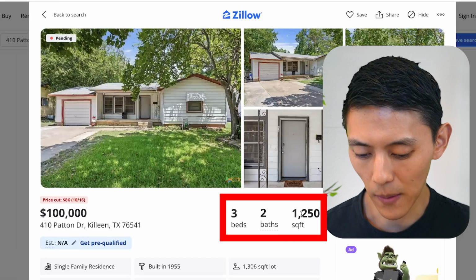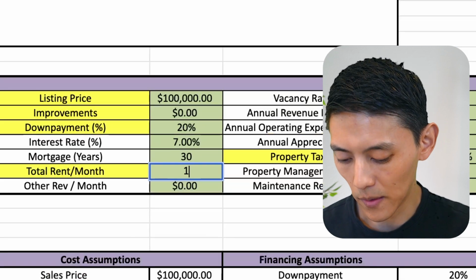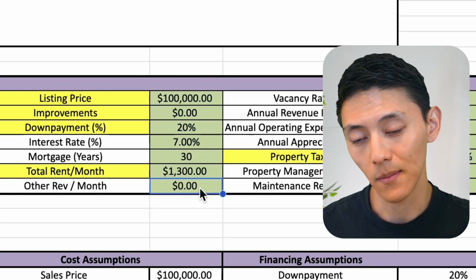So we go back here, this property is a little bit bigger than the other ones. So I can pretty confidently say that we're gonna be between the 1,100 and maybe 1,500 price point. So let's just say it's around $1,300 a month that we can rent this property for. So total rent per month, we put in $1,300. Other revenue per month would be something like if you're charging them pet fees, or if you're charging them for a washer and dryer machine, you would add that here. For most cases, it's gonna be 0 anyway.